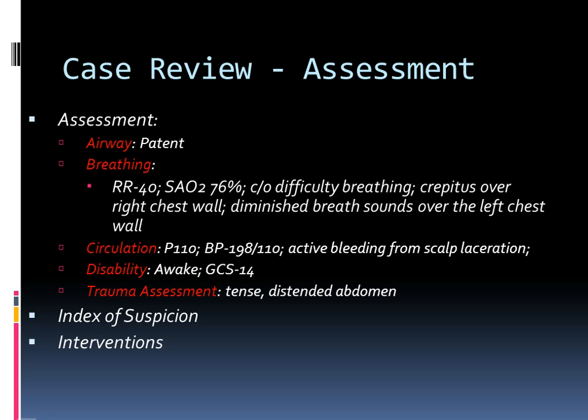Now his circulation, he's got a pulse of 110. Could be anxiety. It could be hypotension. It could be a number of different things. Now we did it with BP. His BP is 198/110. Okay, it's not a hypotensive issue, but he could be compensating. His blood pressure could be going through the roof right now because he's either anxious or he's compensating. He's got an active bleed from a scalp laceration.